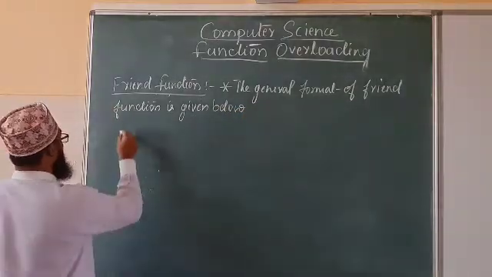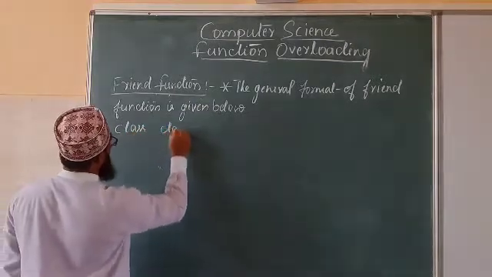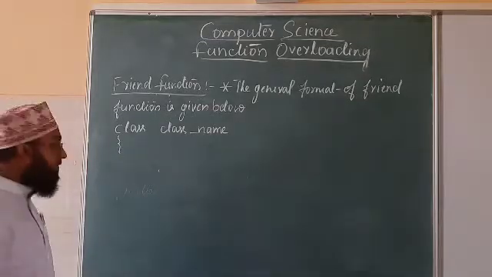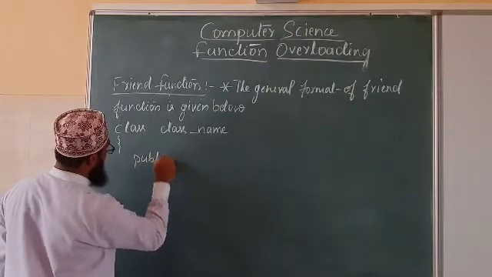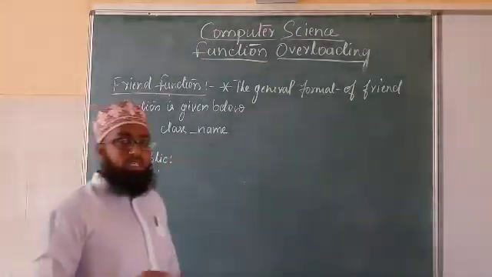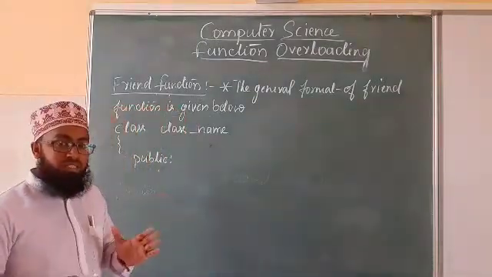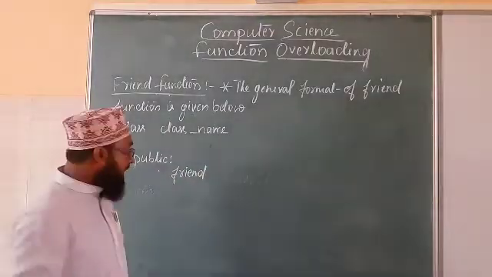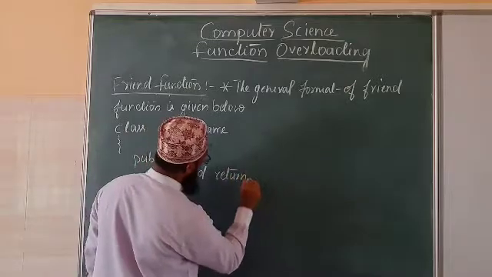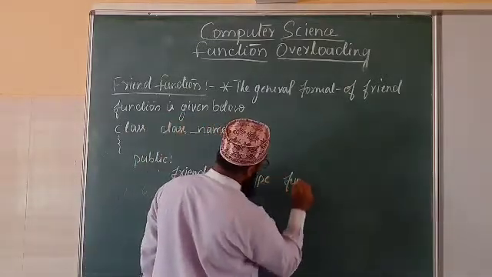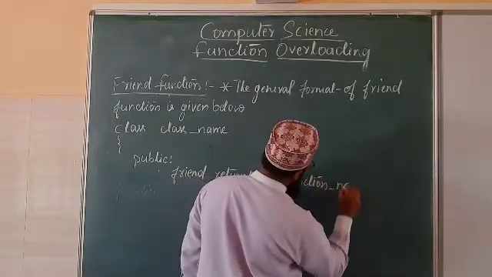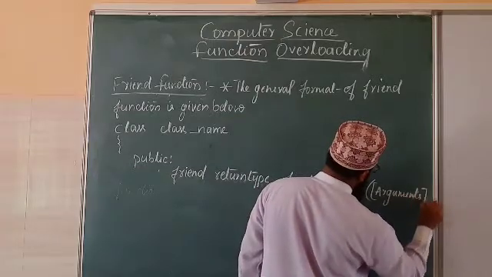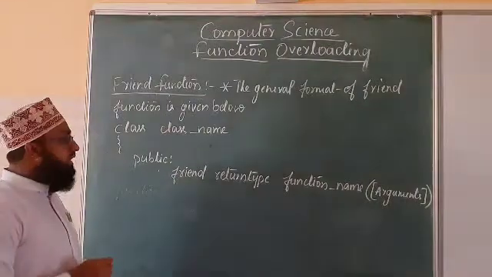Now write class, then class name, then open the brace. A friend function can be defined under the public access specifier. Public. What is the condition of a friend function? It should be defined inside the class with the prefix friend. Prefix means at first itself we need to define it as friend. Then return type, then function name, after that arguments. Like this we need to define a function.